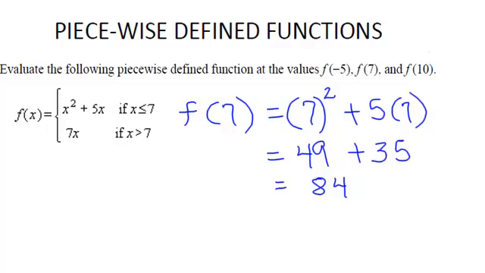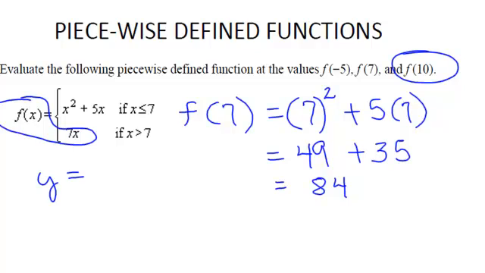For the last problem, I want to find f at 10. This x is greater than 7, so I will have to use that piece. Y, which is f of x, is equal to 7. Instead of x, I am plugging in 10. So f at 10 is equal to 70.